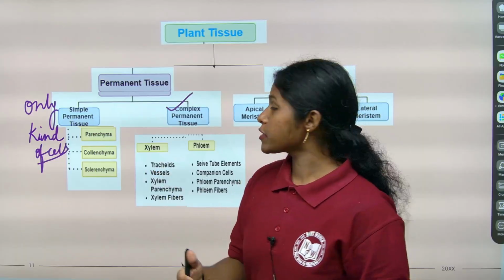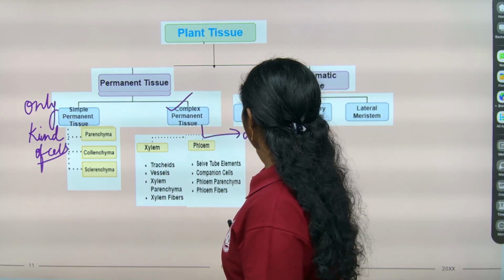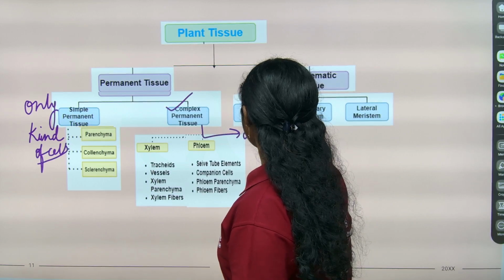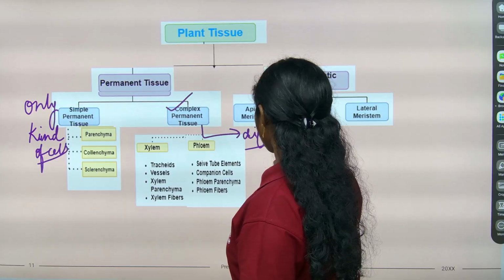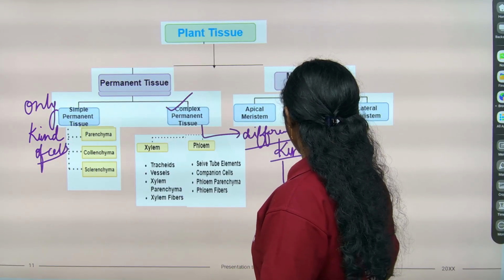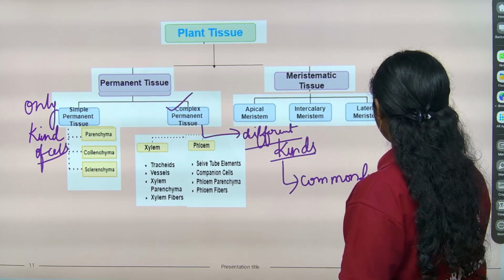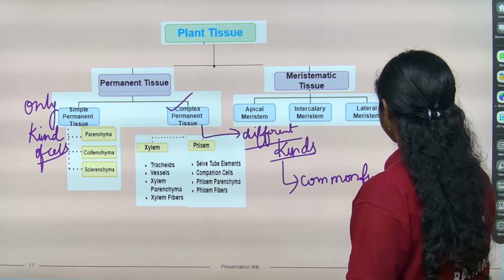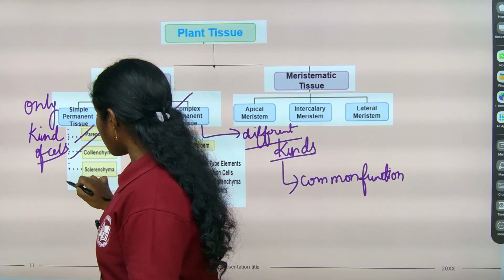Complex permanent tissues are formed of different kinds of cells, right? Although they are formed of different kinds of cells, they coordinate together to perform a common function, right? So we discussed the parenchyma, collenchyma and sclerenchyma.